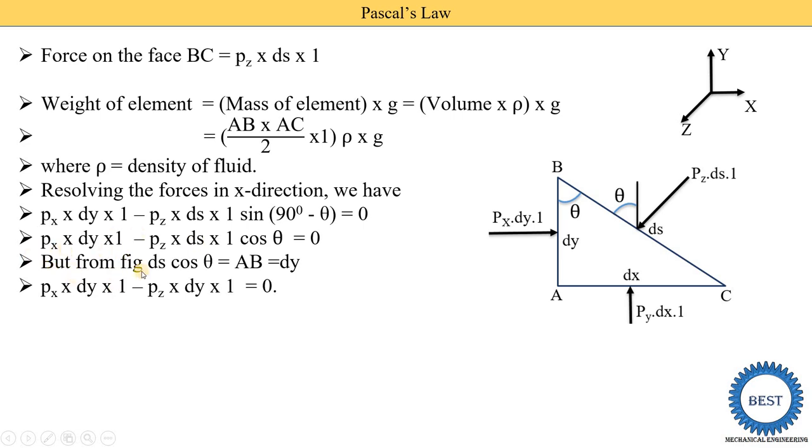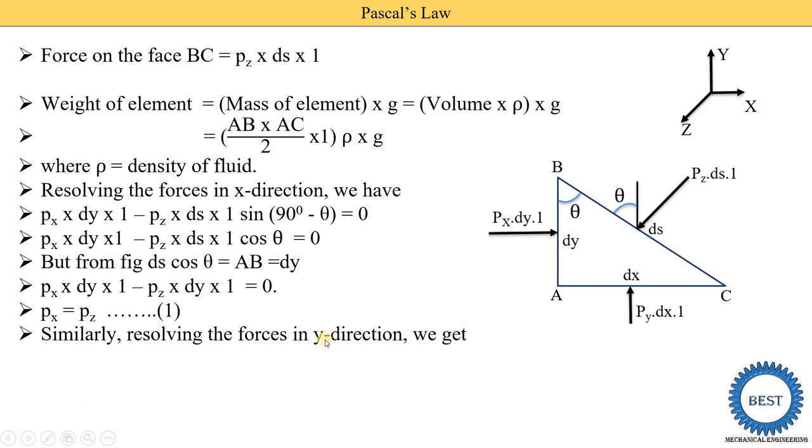So px into dy into 1 minus pz into dy. Instead of ds cos theta, we write dy, into 1, is equal to 0. Then we move this minus pz into dy into 1 to the right side, the dy cancels, and the remaining term is px is equal to pz. So this is our equation number 1. What is the meaning of px is equal to pz? It means the pressure on AB is equal to the pressure on BC, that is, the pressures px and pz are the same.